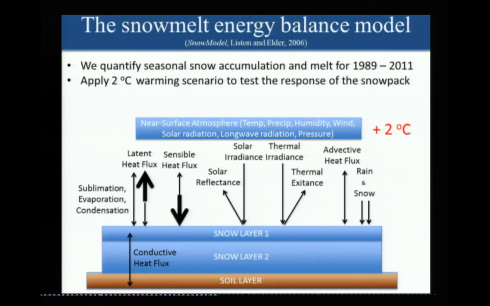And we use this model to quantify the seasonal snow accumulation and melt in both watersheds for the period 1989 to 2011. We then apply a 2-degree warming signal to the input temperature forcing data and compute the percentage difference between the snowpack with the 2-degree warming versus the reference historical climate.